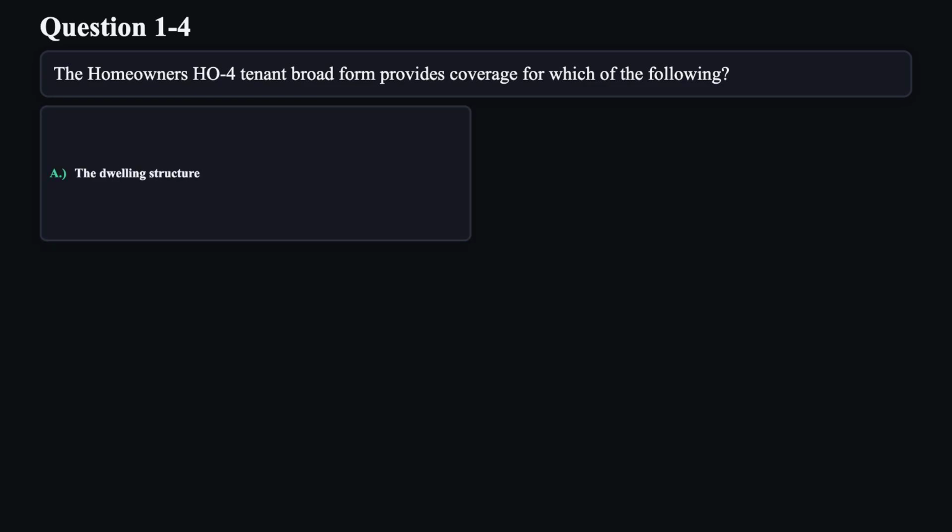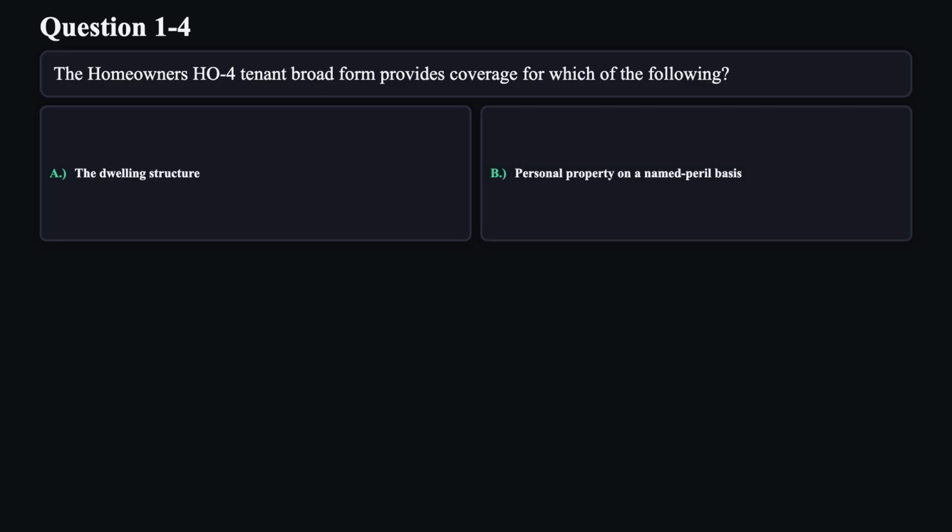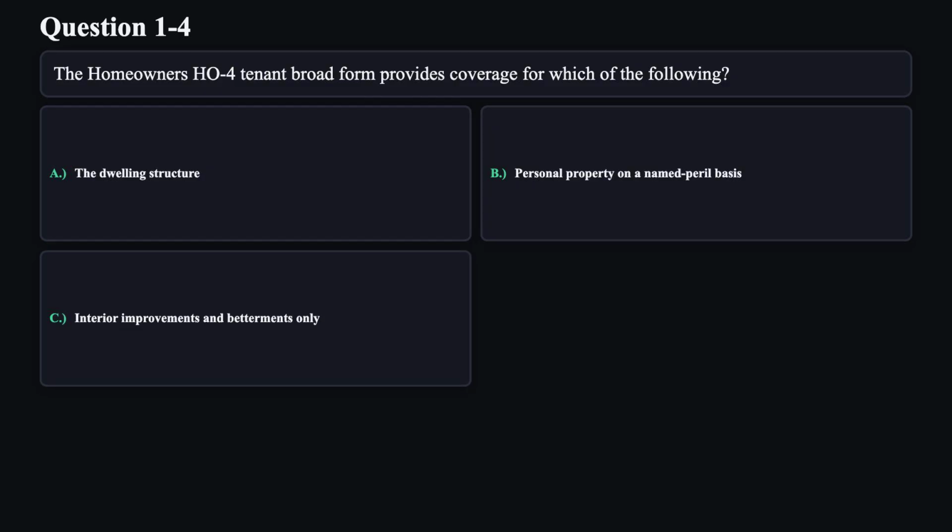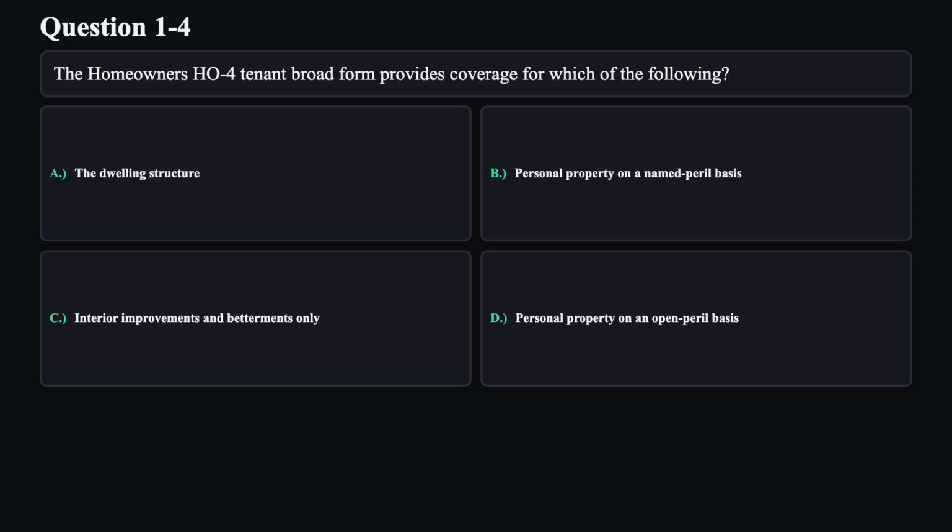Question 4. The homeowner's H-04 tenant broad form provides coverage for which of the following? A. The dwelling structure. B. Personal property on a named peril basis. C. Interior improvements and betterments only. D. Personal property on an open peril basis.